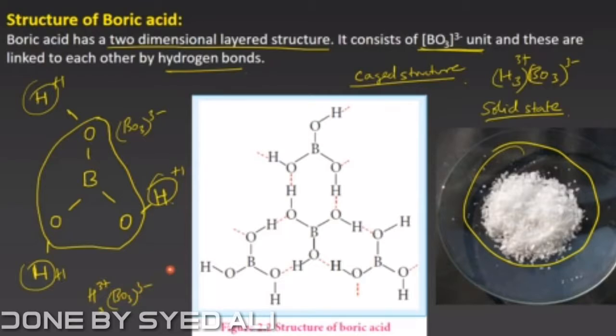Let us study about the structure of boric acid. Boric acid has a two-dimensional layered structure. It consists of BO3 3- units, and these are linked to each other by hydrogen bonds as shown in the image.